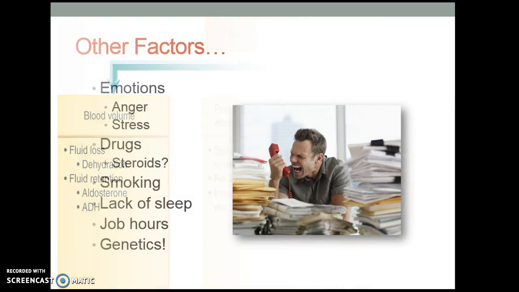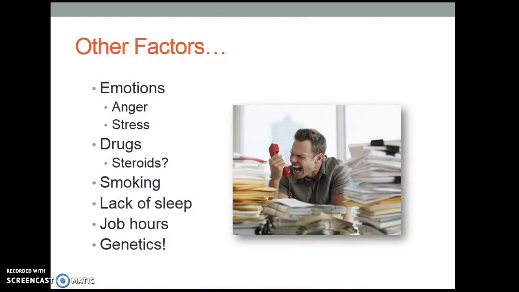Moving on. Other factors, emotions. Anger and stress can affect your blood pressure in a negative way. When I was finishing my doctorate, my blood pressure was trending upwards. Now that I'm done, I'm hoping my blood pressure starts to trend down.